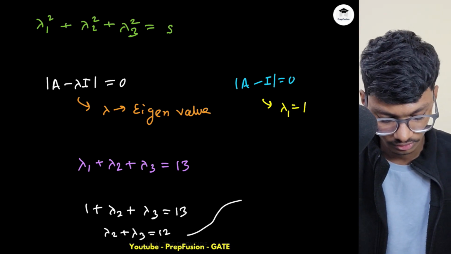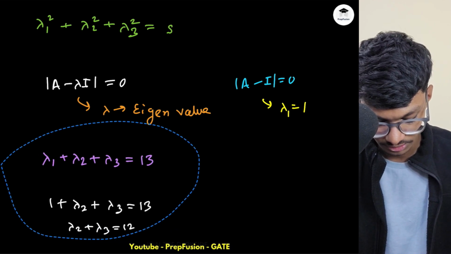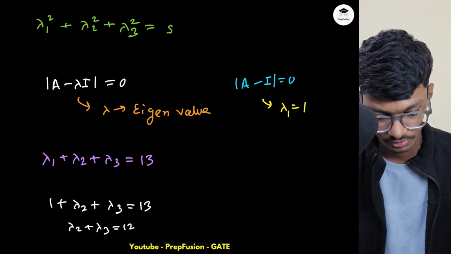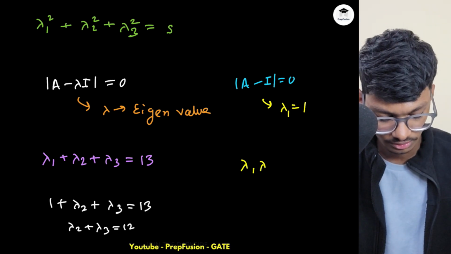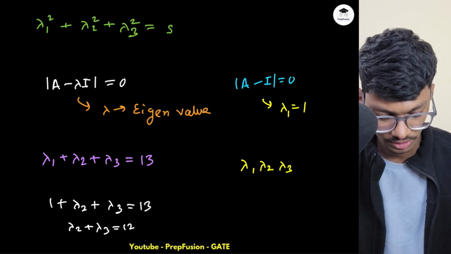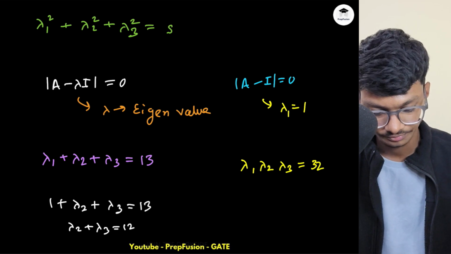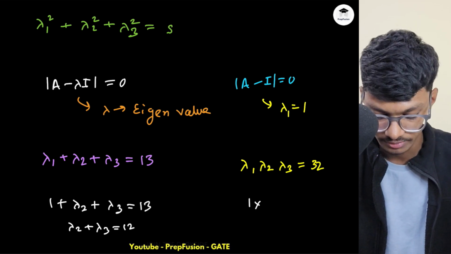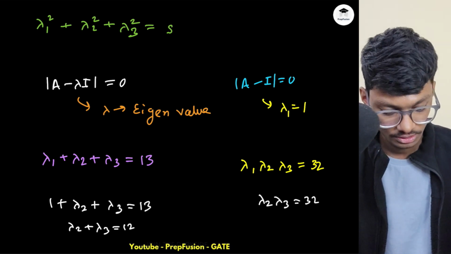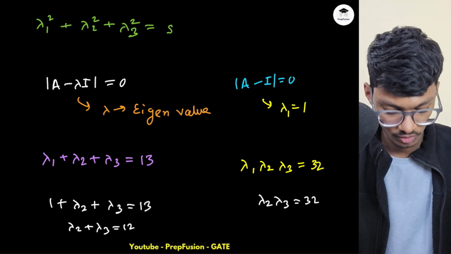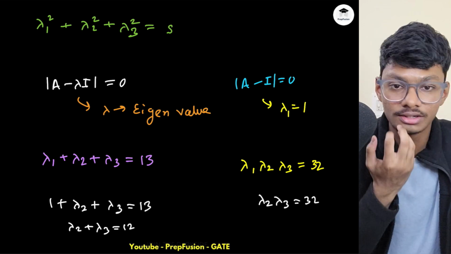And on the other relation given to us, lambda 1 times lambda 2 times lambda 3 equals 32. So lambda 1 is 1, times lambda 2 times lambda 3, so lambda 2 times lambda 3 is 32. Okay, so if this is 32, how can I find lambda 2 and lambda 3? An easier solution is, if you can observe this, great.